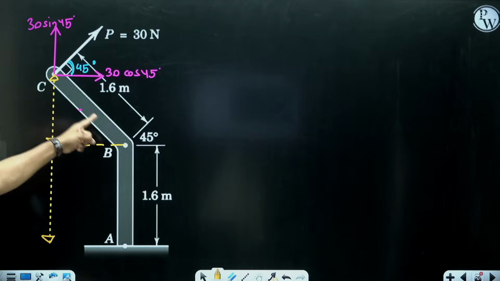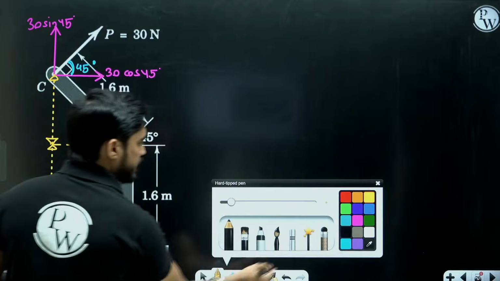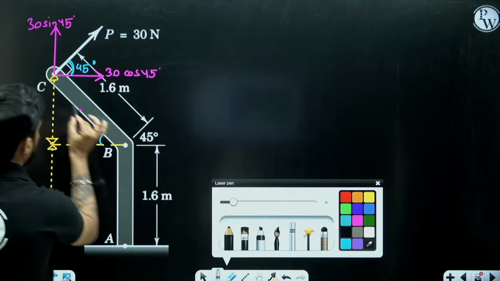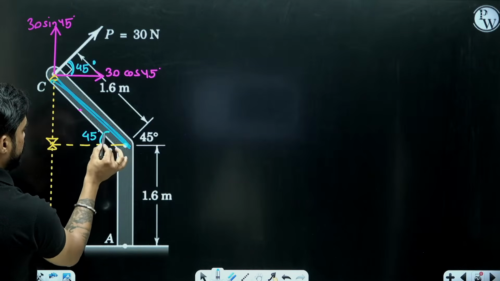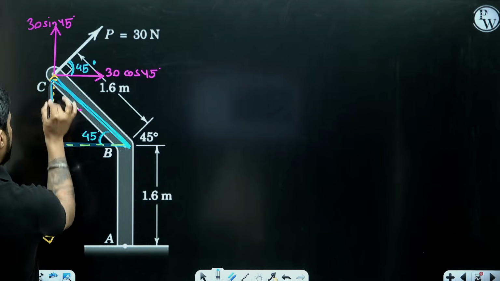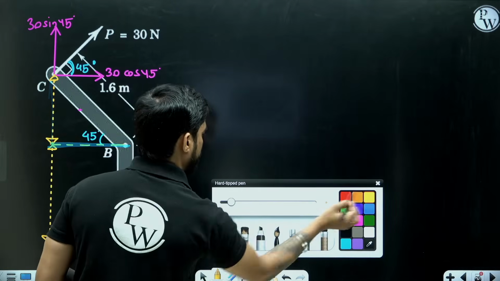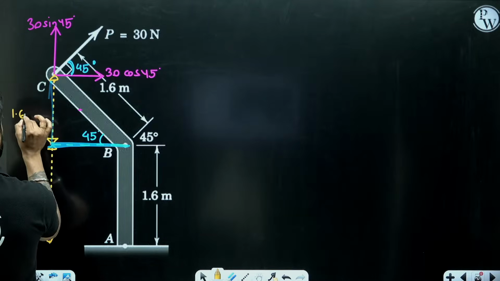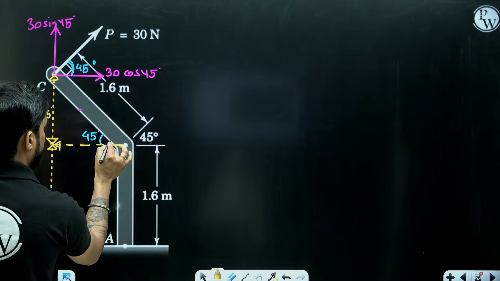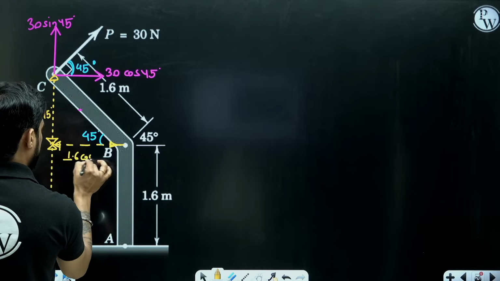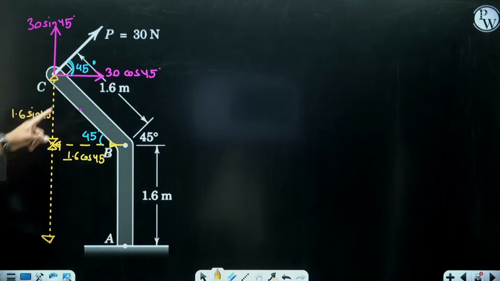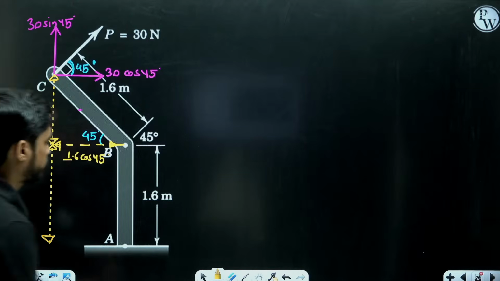This is 1.6 meter and this angle is also 45 degree. So what will be this distance? 1.6 cos 45 and this will be 1.6 sin 45, right? This will be 1.6 sin 45 and this distance will be 1.6 cos 45. So now we have the distance of 30 cos 45 from point A.